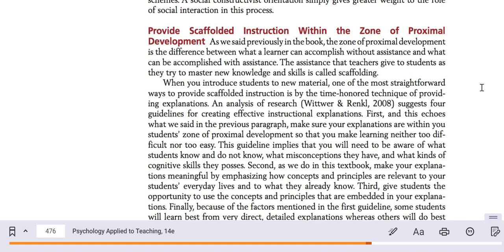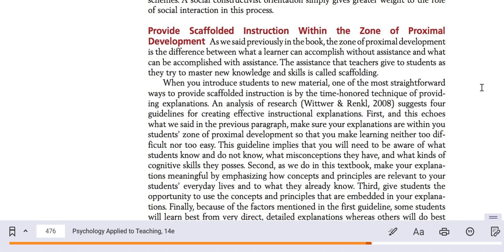An analysis of research suggests 4 guidelines for creating effective instructional explanations. First, and this echoes what we said in the previous paragraph, make sure your explanations are within your students' zone of proximal development so that you make learning neither too difficult nor too easy. This guideline implies that you will need to be aware of what students know and do not know, what misconceptions they have, and what kinds of cognitive skills they possess.